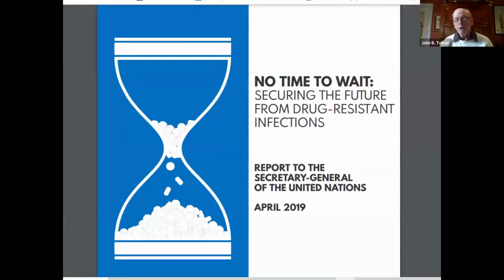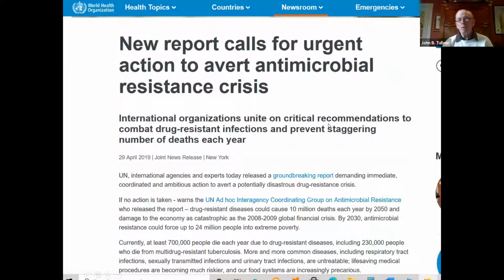The first thing I'd like to talk about is a report that came out from the Secretary General of the United Nations. If you check the date on this, it's April 2019. No Time to Wait: Securing the Future from Drug-Resistant Infections. This report was groundbreaking. It calls for a number of things that nations can do to help combat antimicrobial resistance. And we'll talk about that in a moment.